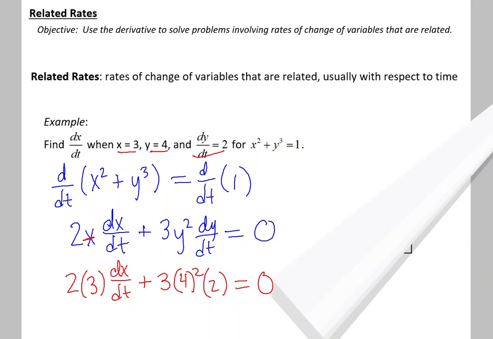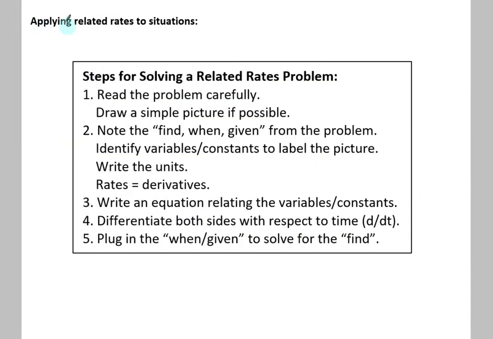Now, usually, we're going to be applying related rates to situations. So we're going to be given situations with words, sometimes in a paragraph, asking us to solve a certain problem. It's usually easier if we can dissect the problem a piece at a time. So let's try to follow these steps for solving a related rates problem. First, read the problem carefully. If it's possible, draw a simple picture.